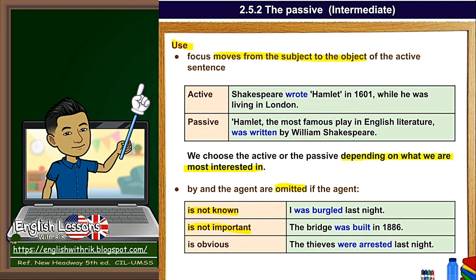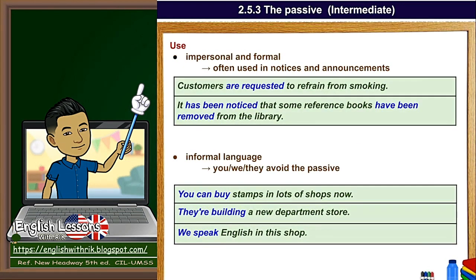Or if the agent is not important. For example, The bridge was built in 1886. Or if the agent is obvious. For example, The thieves were arrested last night. The passive is associated with an impersonal, formal style. It is often used in notices and announcements. Customers are requested to refrain from smoking.